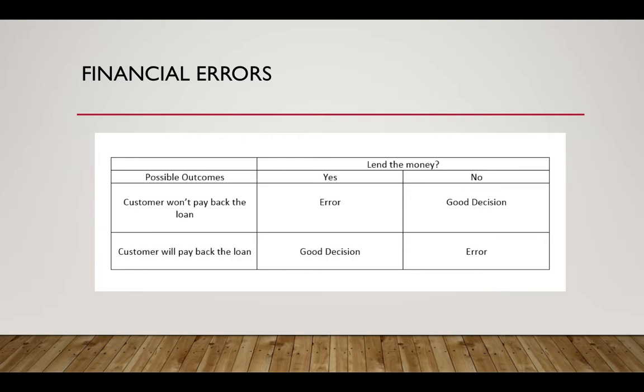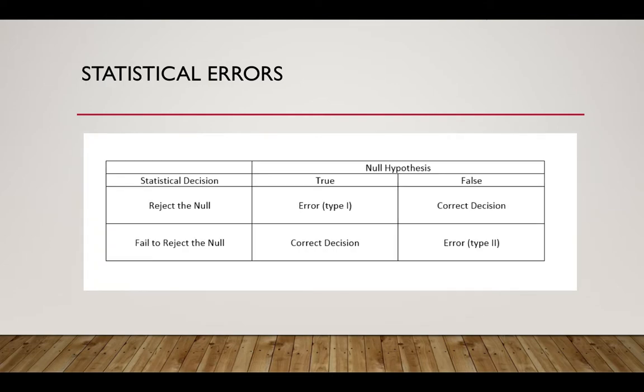We want to lend people money. Well, not we, I'm not a banker, but they want to lend people money who are going to pay back the loan because they get the interest. The bottom right square is an error because we didn't lend the person the money, but they would have paid it back. So that's a missed opportunity to gain interest on a loan.